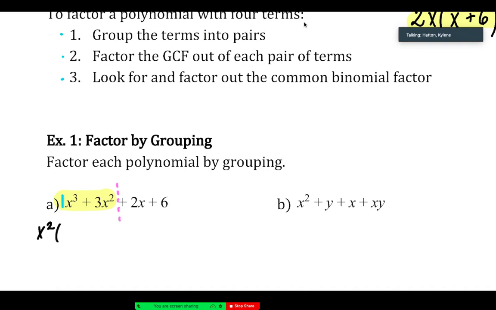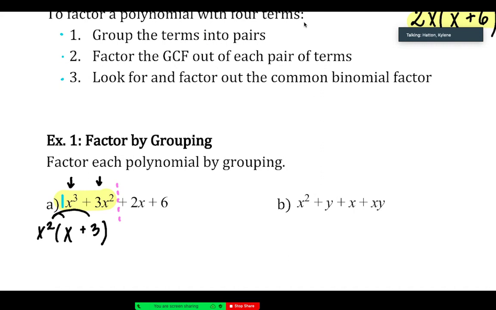And then when I pull that out, I can think, x squared times what is going to get me back to x to the third power? Well, I would have to multiply it by 1 more x. And then x squared times what is going to get me back to that 3x squared? Well, I would just have to multiply x squared by 3 to get back to 3x squared. And then we're done with the first half, and now we can focus on the second half.